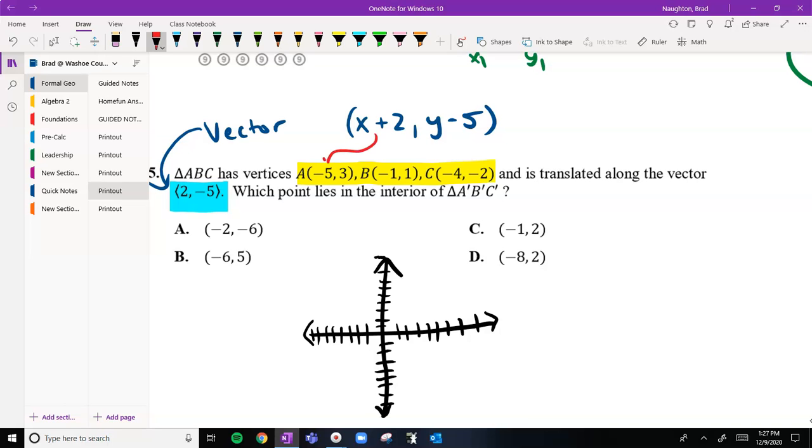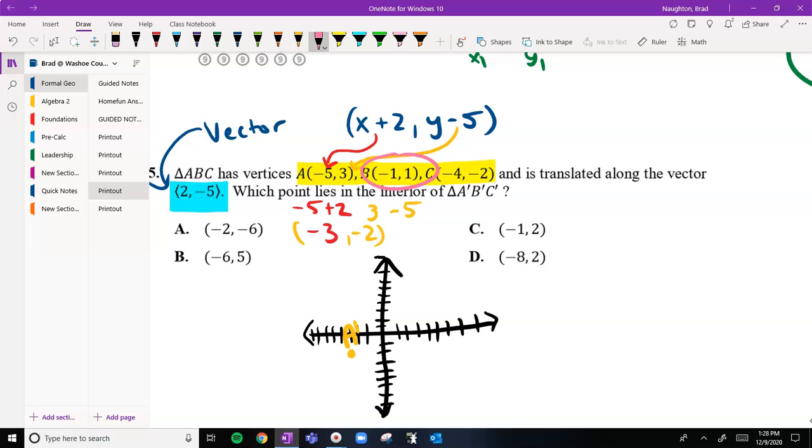So again, I'm going to do negative 5 plus 2, so that's going to be negative 3. And then we're going to do 3 minus 5, and so that's going to be negative 2. So that is my new point there. So negative 3, and down 2. So this is going to be A prime.